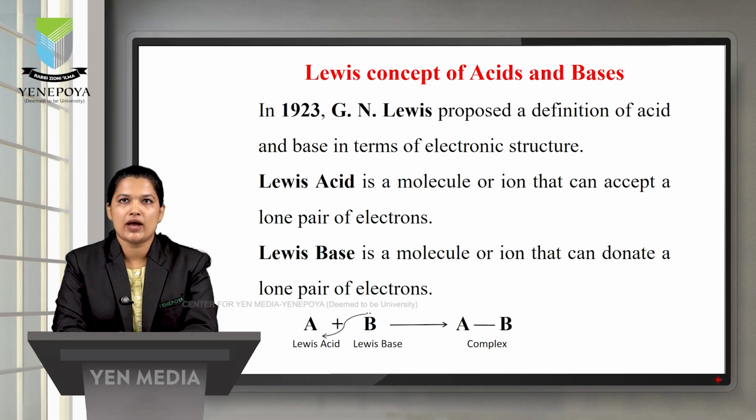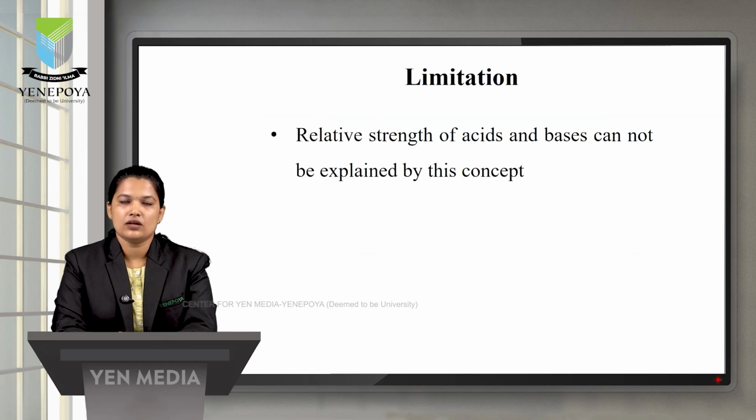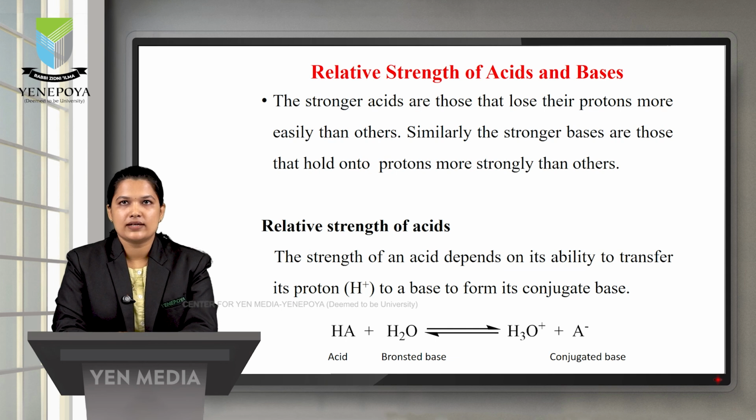Next is the Lewis concept of acids and bases. In 1923, G.N. Lewis proposed the definition of acids and bases in terms of electronic structure. A Lewis acid is a molecule or ion that can accept a lone pair of electrons, and a Lewis base is a molecule or ion that donates a lone pair of electrons. Here A is a Lewis acid, B is a Lewis base. A accepts the lone pair of electrons, forming an AB complex. A limitation of the Lewis concept is that the relative strength of acids and bases cannot be explained by this method.